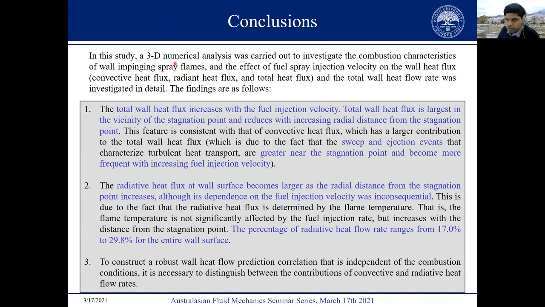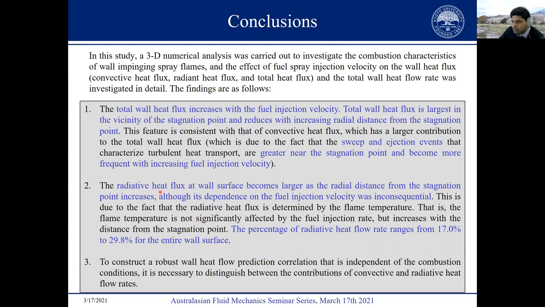I would like to give some future perspectives. The major takeaway from these simulations is that the total wall heat flux increases with the fuel injection velocity, and the total wall heat flux is largest in the vicinity of the stagnation point and reduces with increasing radial distance from the stagnation point. The reason for this was clarified by looking at the sweep ejection events that characterize turbulent heat transport. And we found that near the stagnation point, these events are larger and they become more frequent with increasing fuel injection velocity. The next takeaway was that the radiative heat flux at the wall surface becomes larger as the radial distance from the stagnation point increases.